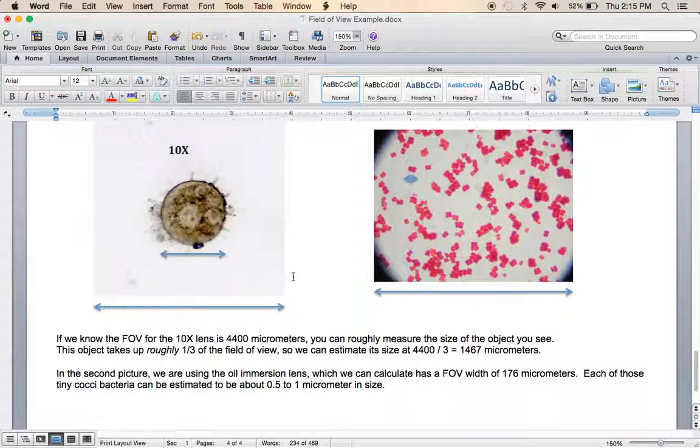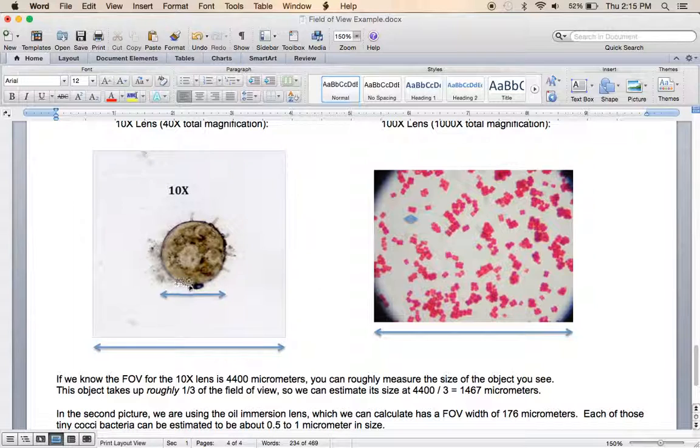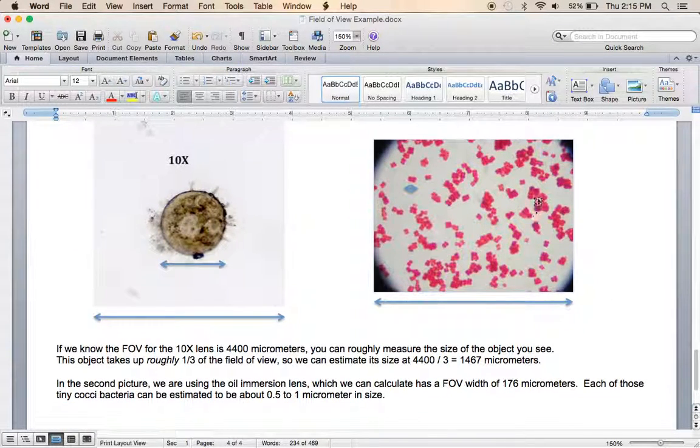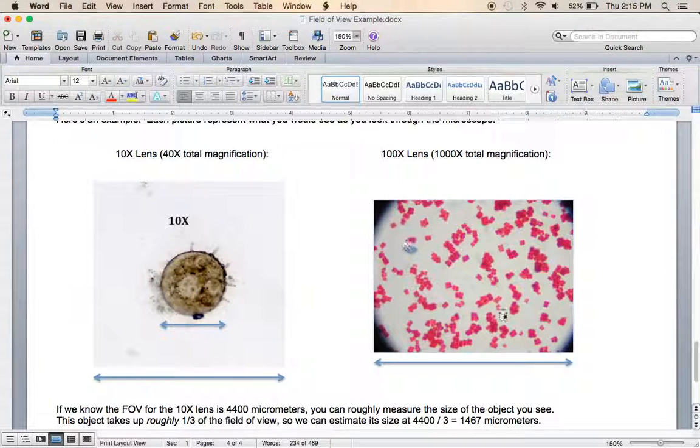Obviously this is an estimate, but that's what your lab is wanting you to do, is estimate the relative sizes of objects. Here's one more example. This is not one that's going to be in your lab manual, but this is just a neat example. This is an image of cocci bacteria. They are red because they've been Gram stained, which is a particular type of stain you use to differentiate different types of bacteria.